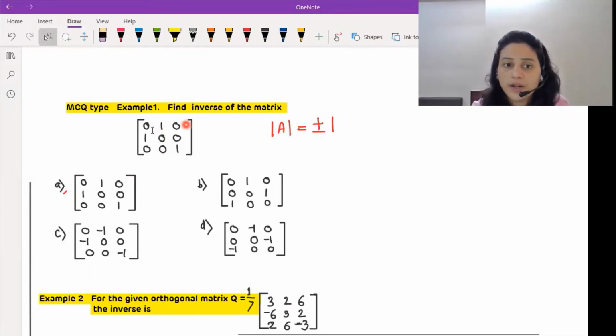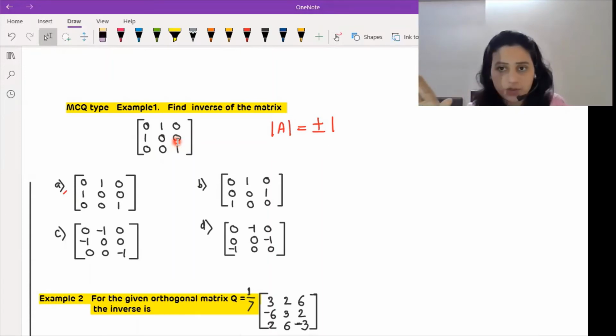We are just going to find the determinant of the given matrix. If the value of the determinant is plus 1 or minus 1, then that implies the given matrix is orthogonal, and as the given matrix is orthogonal, its inverse is nothing but its transpose. We are going to use that concept here.